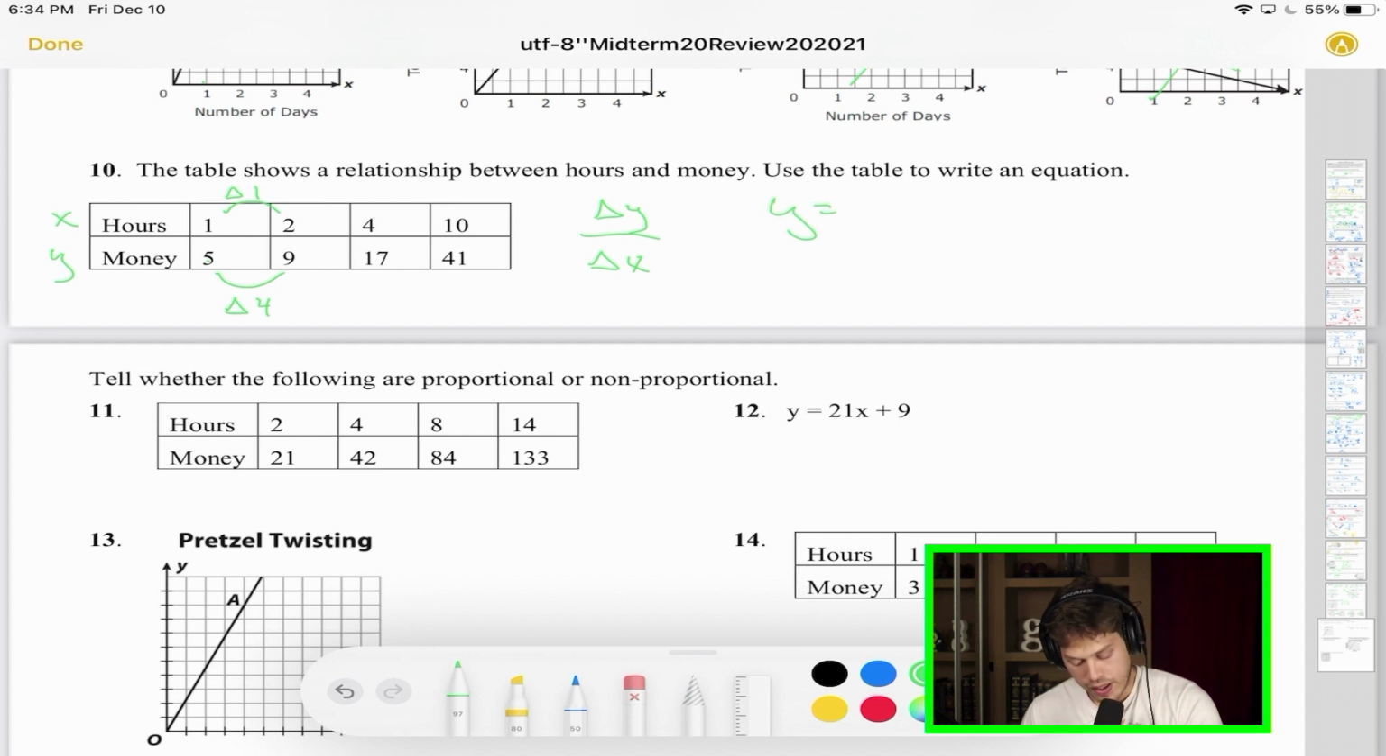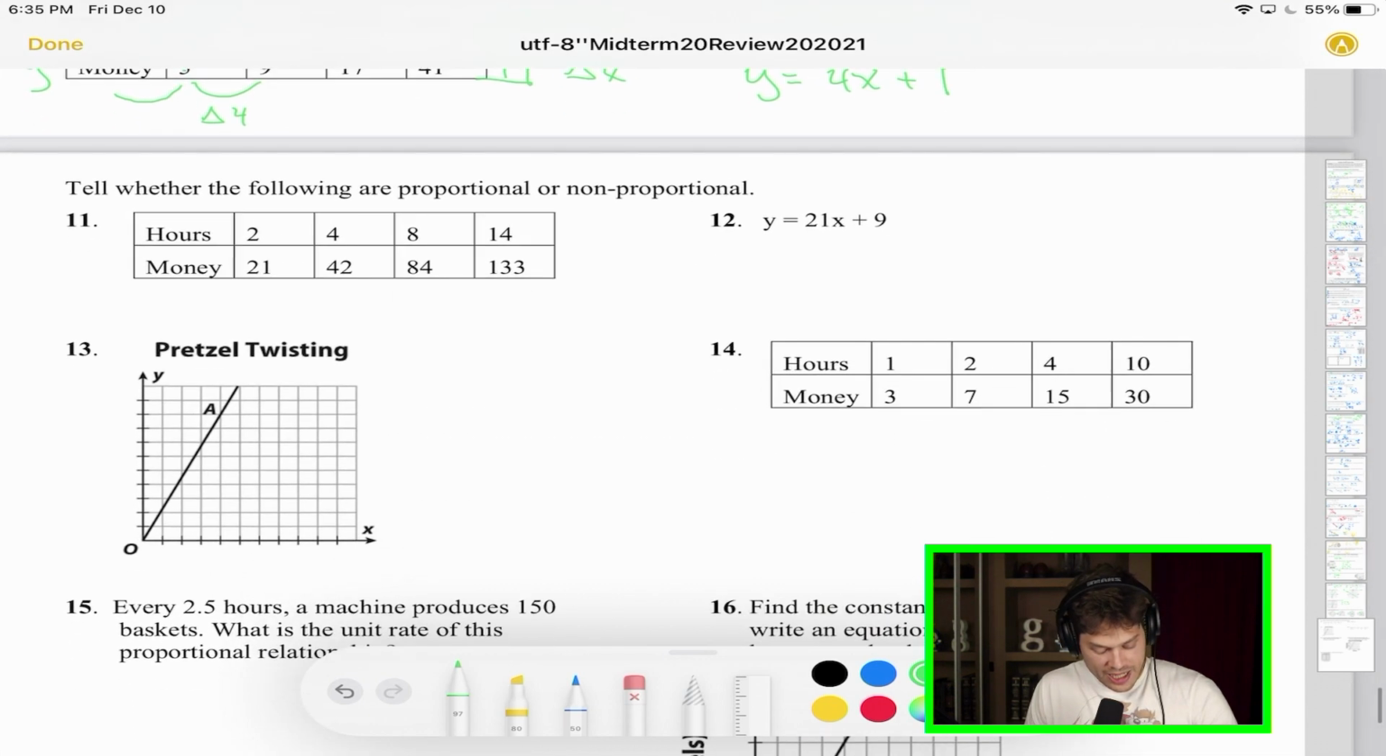So far we have y equals 4x plus b, where b is our y-intercept. And here, look, we added 1, we added 4. So if we had a 0 column, what would be here? Well, we added 1, we added 4. If we subtract 1, we're going to subtract 4. So at 0, we'll be at 1. So our y-intercept, our b, is just 1. So this is 4x plus 1.